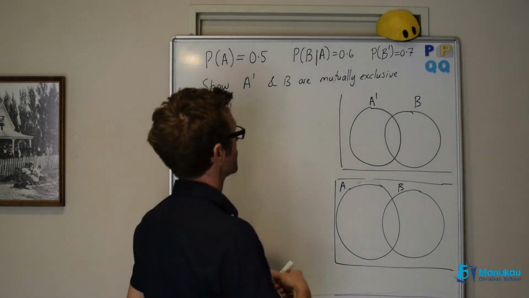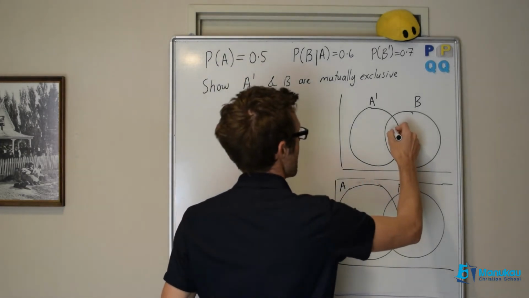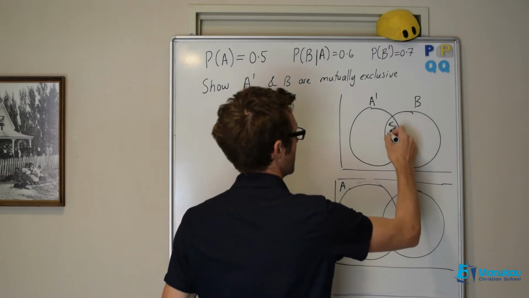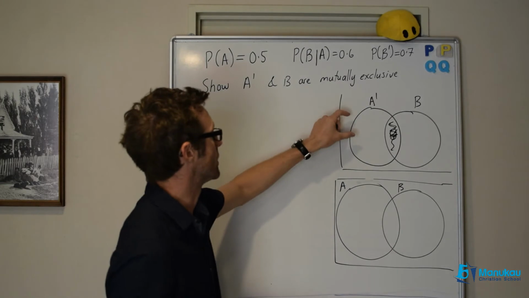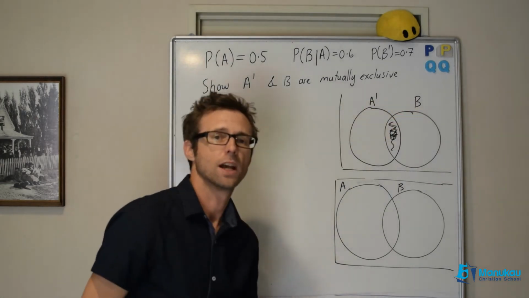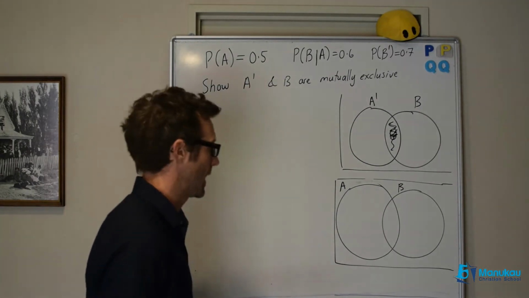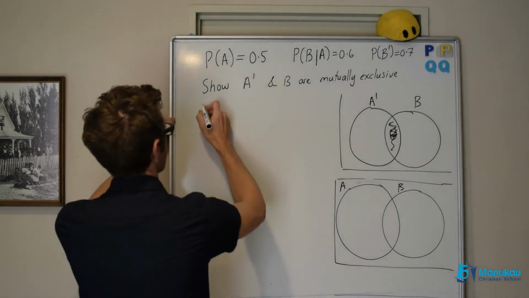Well, what we want to show is that there is nothing in this little section here. They're mutually exclusive. In other words, there's nothing that is not A and also at the same time B. So how are we going to show that? Well, let's see what we do know.